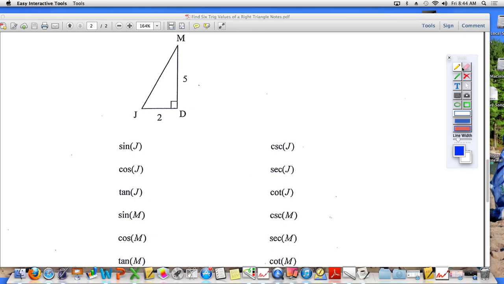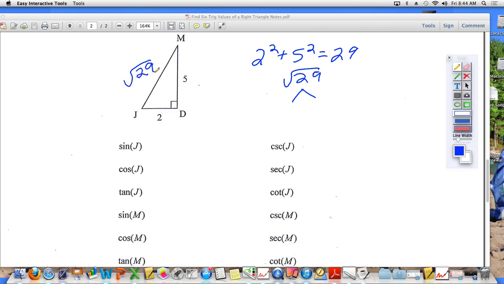Sine. Well, first of all, we need to find the missing side. Let's do that right now. What are we going to do to find the missing side? 2 squared plus 5 squared. That is equal to 29. Take the square root of 29. Can you do any kind of a factor tree with 29? 29 is a prime number, so that's it. You can't do anything to it. You're going to leave this hypotenuse as the square root of 29.